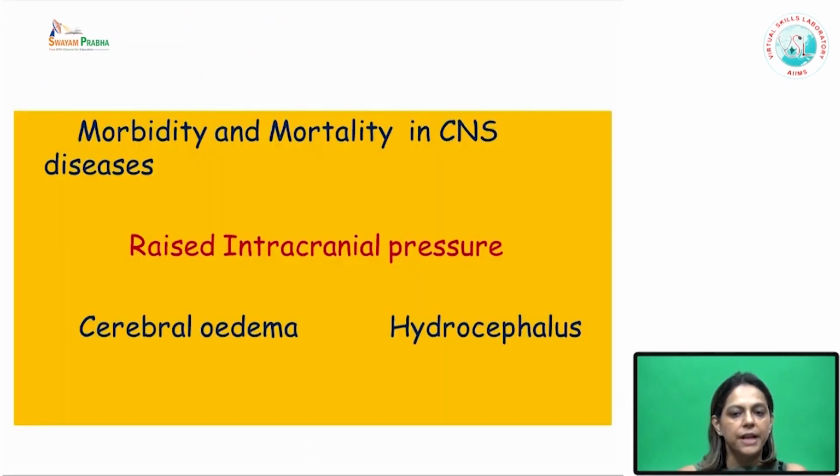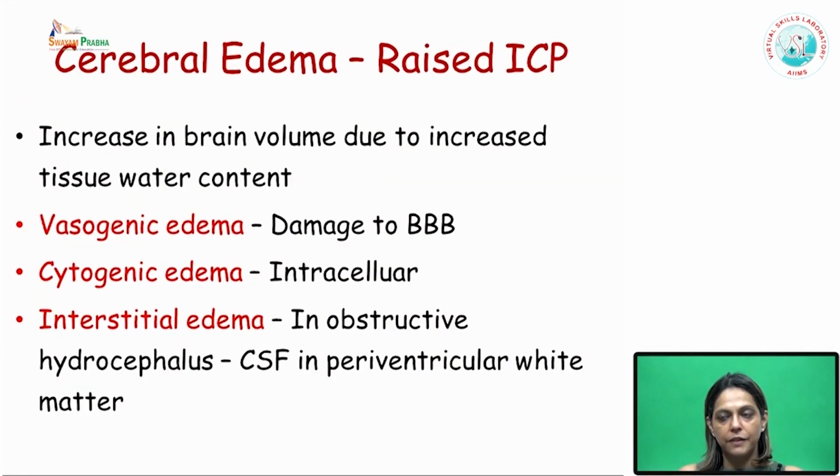Now, coming on to raised intracranial pressure, it can be in the form of cerebral edema or hydrocephalus. When we talk of cerebral edema, edema can be of three types. It can be vasogenic edema, which is mainly due to damage to the blood-brain barrier. It can be cytotoxic edema, which is basically damage to the cells, for example, the neurons or the astrocytes. And in interstitial edema, the CSF penetrates in the white matter, in the interstitial space.